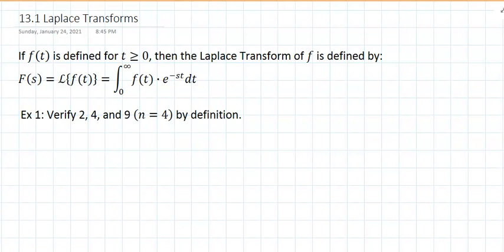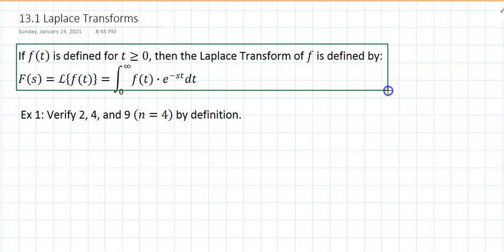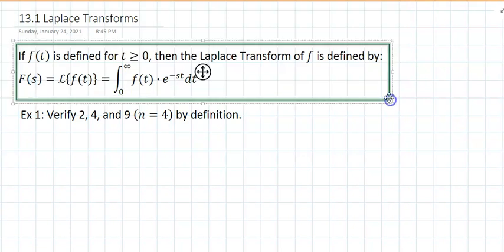Alright, section 13.1 talks about the Laplace Transform, and this is the actual definition. So if you ever see on a test, verify by definition a certain function or use the Laplace Transform, use the definition. That's the definition right there. This is what it says.